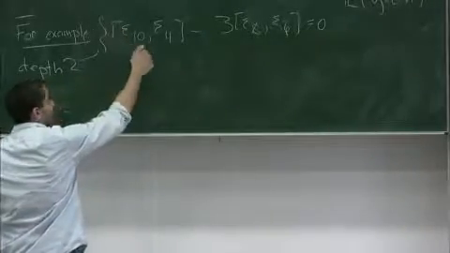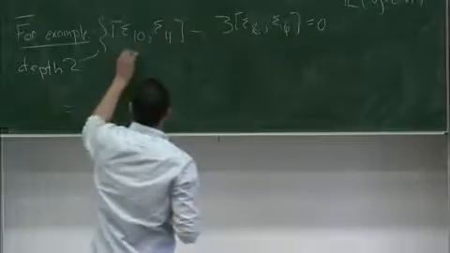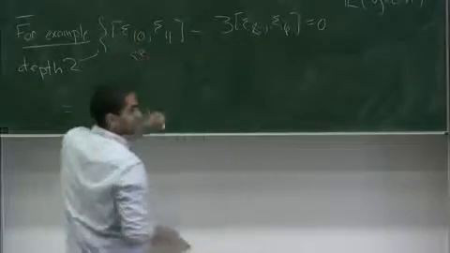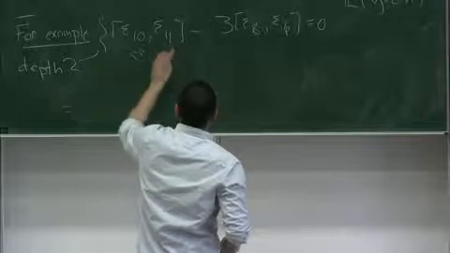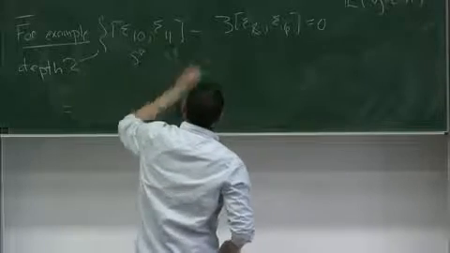Epsilon 10 generates a copy of the 8th symmetric power, and epsilon 4 generates a copy of the 2nd symmetric power.